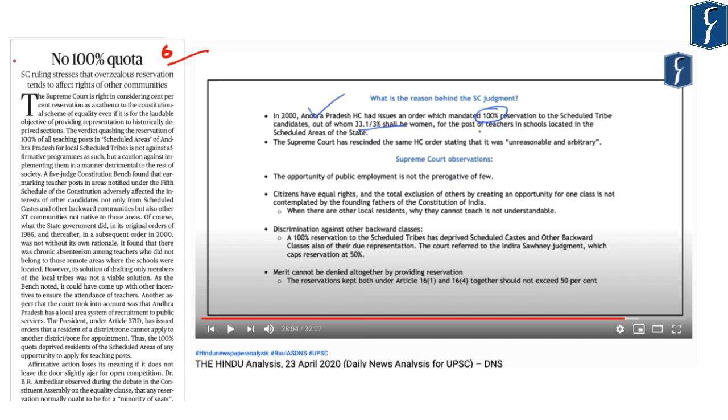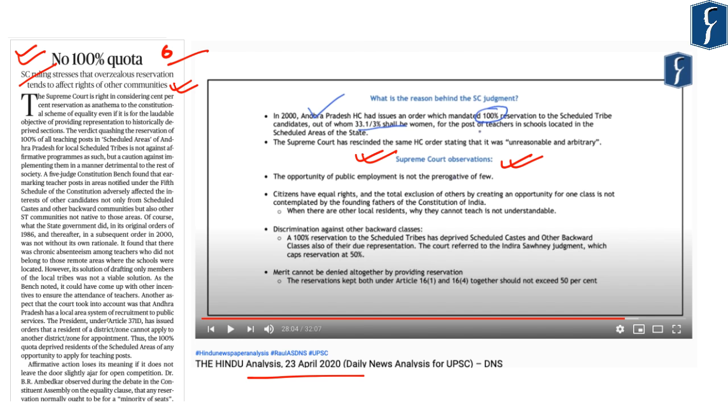It says, "No 100% quota. Supreme Court ruling stresses that overzealous reservation tends to affect rights of other communities." Now, this topic with respect to 100% reservation and the subsequent Supreme Court judgment was covered on 23rd April 2020 by Mangal sir. So what you can do is go through the highlights, whatever has been covered in the DNS dated 23rd April 2020 with respect to this particular judgment of the Supreme Court.